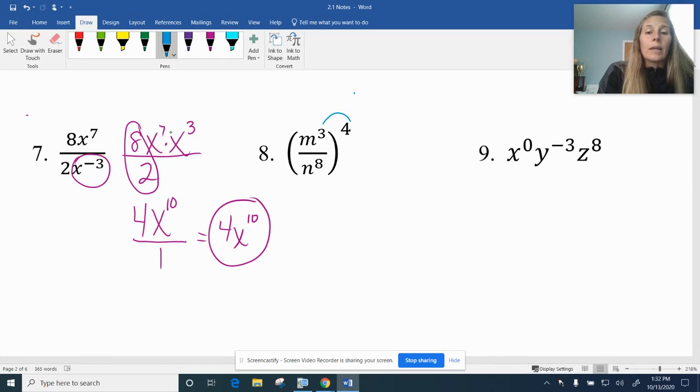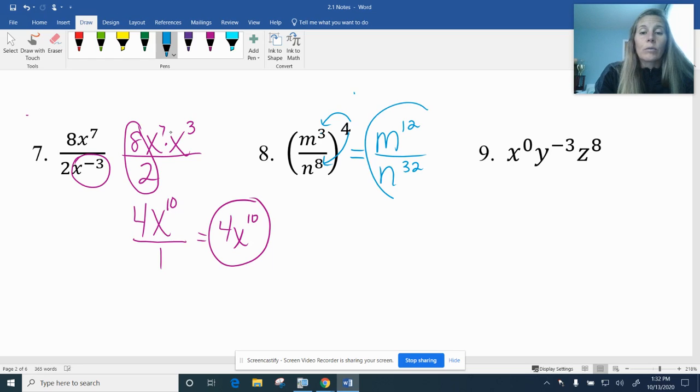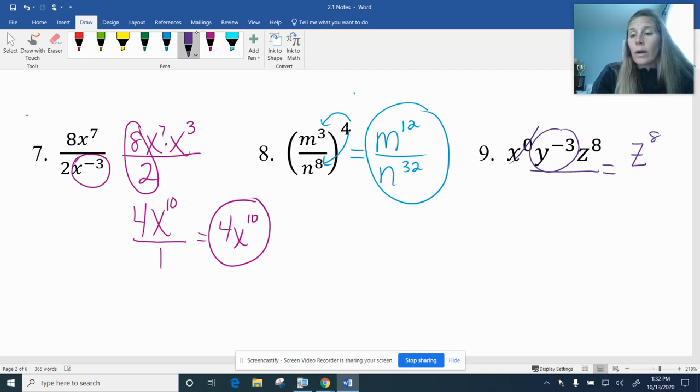Okay, so now number 8, each of these terms are going to have that 4 brought down to them. So then I'm going to multiply the 3 and the 4. So I have m to the 12th on the top, and 8 times 4 would give me 32. So n to the 32 on the bottom. All right, my next term here, the x cancels, and then that y will have to go down to the bottom. The z is fine where it is, so it's just going to stay on the top, and then I have y to the 3rd on the bottom.